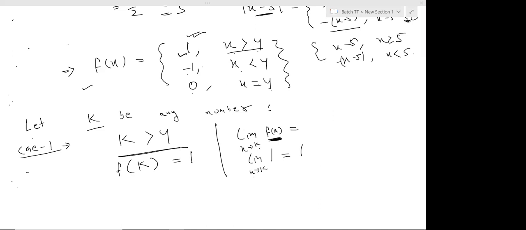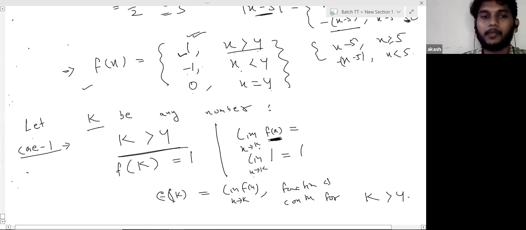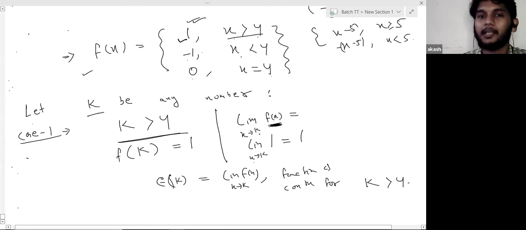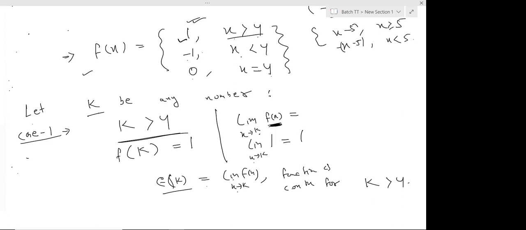So we have f of k equals limit of f of x as x tends to k. So we can say the function is continuous for k more than 4. Yes or no? Because we have not given k any specific number. We just said k is more than 4. And we proved that f of k equals limit of f of x as x tends to k. So obviously the function is continuous for all values more than 4, right? Yes, sir.